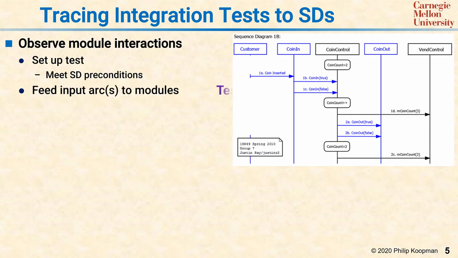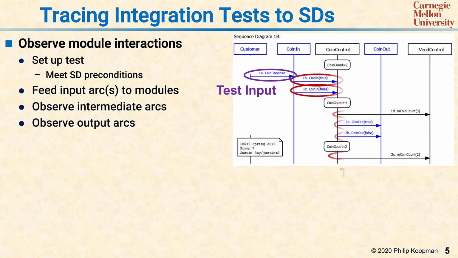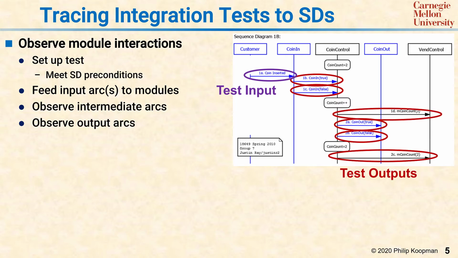That initiates the test. The remainder of the test is observing the coin-in signal arrives, the coin count increases and it thinks it has a third coin, then it refunds the coin by exercising the coin out actuator, and the coin count goes back to 2.